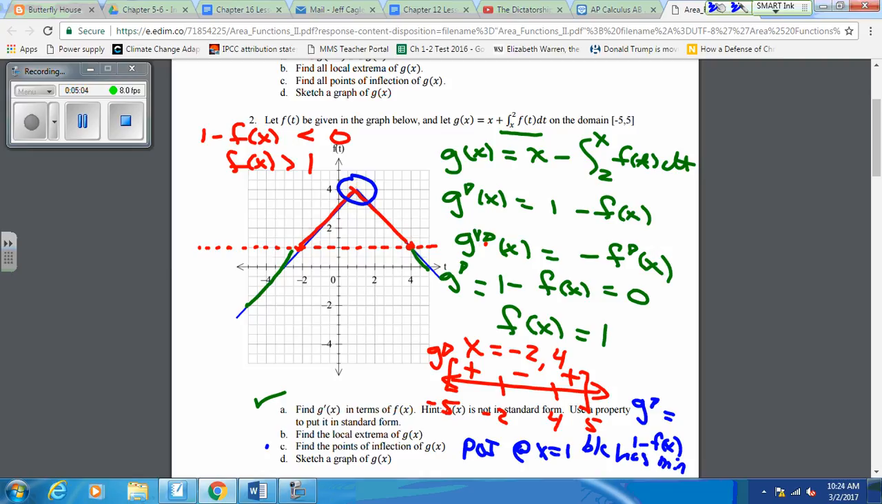So the logic for B is that the local extrema of g will happen whenever g prime changes signs, which is going to happen whenever f crosses that line y equals 1. Better? No.